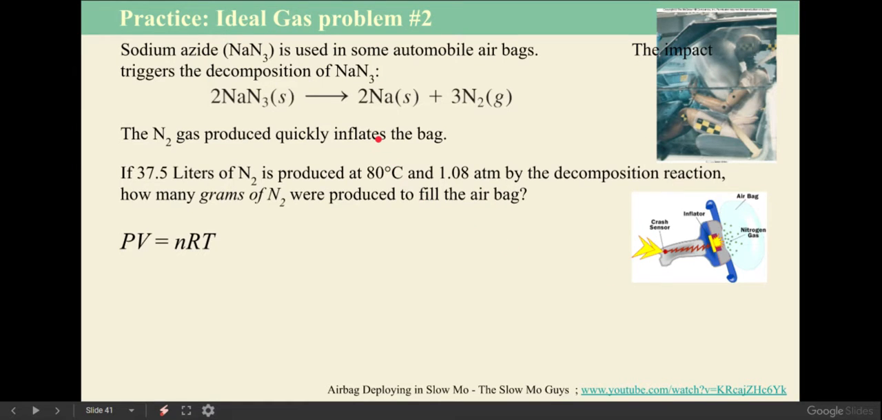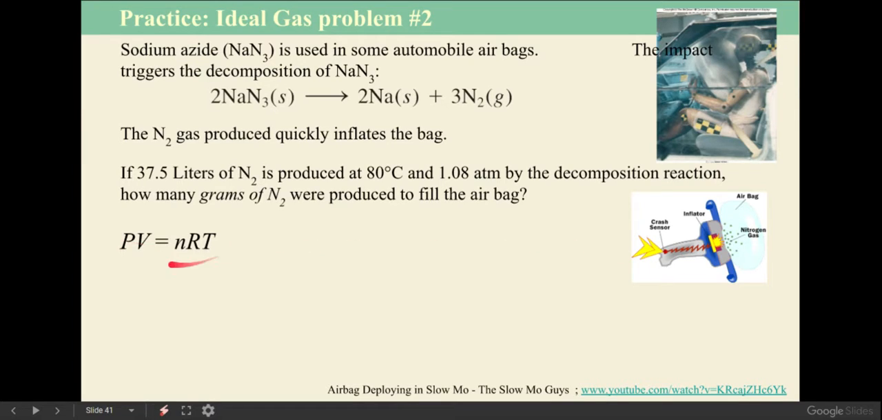Here's another one that I would have you work had you been here, but you're not. That's okay. This is sodium azide. You find it in airbags. So upon impact, a sensor will trigger it by heating it up a little bit, and it will decompose to give off nitrogen gas. So we want to know if 37.5 liters of N2 is given off at this temperature and pressure, how many grams of nitrogen would that correspond to?